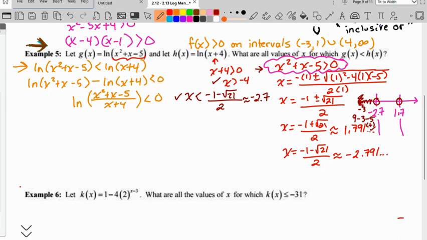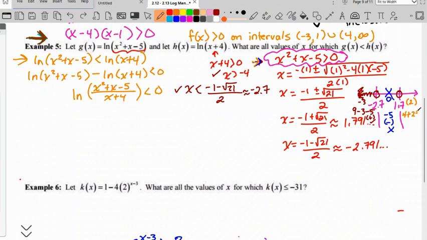Okay. And then if we take a look at that middle section, let's check that next section. A number between negative 2.7 and 1.7 that's easy to plug in. Let's try 0. So if I plug 0 into the quadratic here, 0 squared is 0 plus 0 minus 5 is negative 5, which is negative. Is that greater than 0? It is not. So that section of the domain is not included. And then if we check that last section, a number bigger than 1.7, how about we try 2, plugging into this quadratic. 2 squared is 4 plus 2 minus 5.